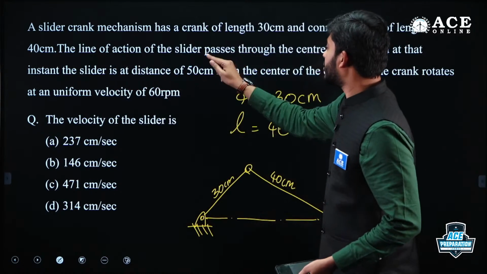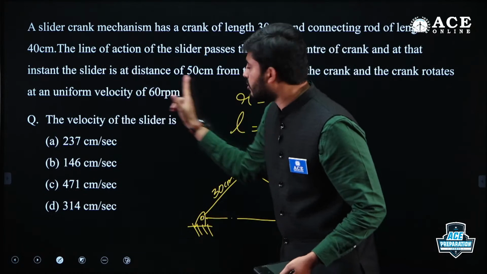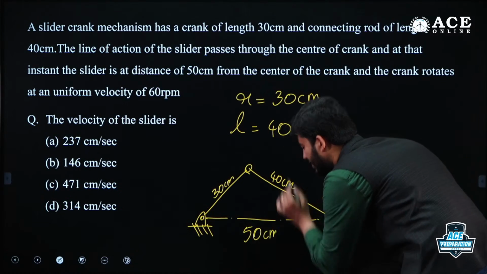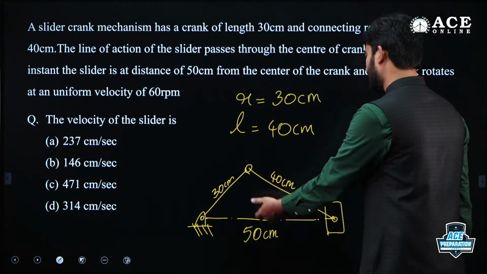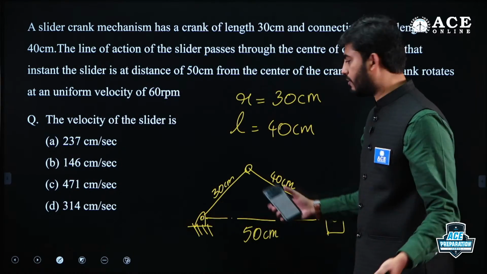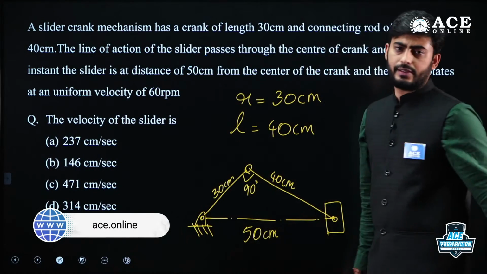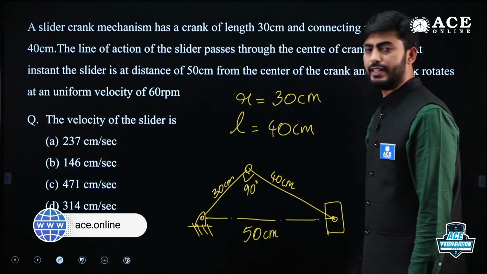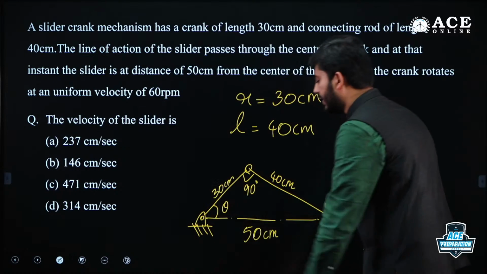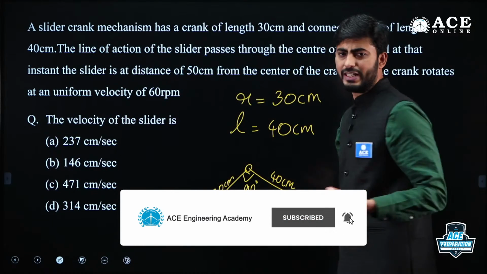Here the line of action of the slider passes through the center of the crank, and that distance is also mentioned, which is 50 centimeters, guys. This is a very well known 3, 4, 5 combination that will form a right angle triangle, that is 5 square is equal to 3 square plus 4 square. So this angle will be definitely 90 degrees. Now you can get this angle theta and you can get this angle phi. Once you are able to get the theta value, phi will be 90 minus theta.